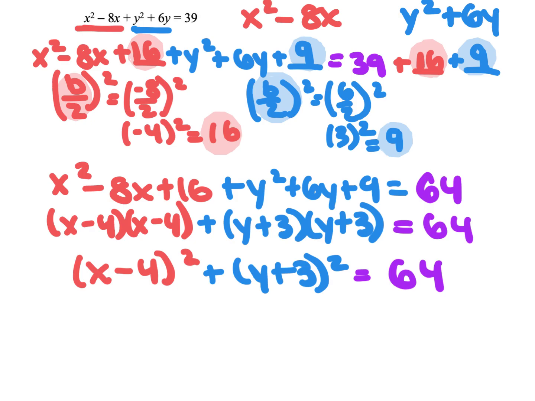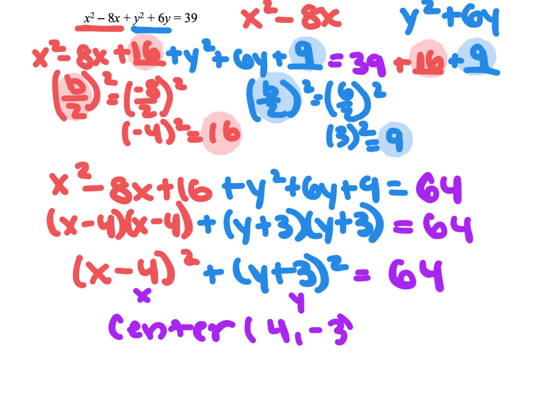So this gives me my final equation of the circle, which if I wanted to continue graphing, we have the center, this is the x and that's the y, but we switch the signs. So the center would be at 4, negative 3, and the radius equals 8.